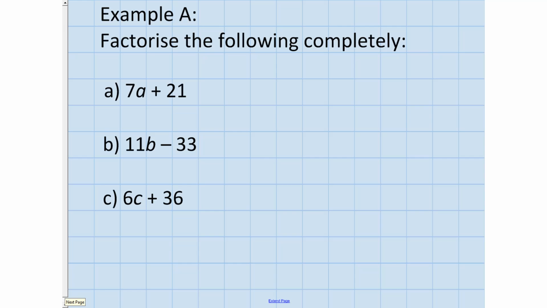So factorise the following completely. A, 7a plus 21. Well, look at these two numbers. We've got 7 and 21. The number they share as a factor is 7. I need to multiply 7 by something to get the first term, which is a, so I'll need to times that by an a. And then I need to times it by something to get plus 21. To get from 7 to 21, you need to times it by 3, so it will be plus 3.